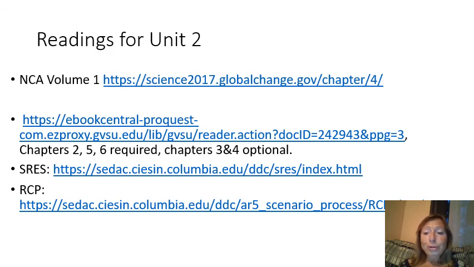Now, I also wanted to ask you to read the descriptions of the stress and RCP scenarios, and those links are provided on the Blackboard as well as in the syllabus. That will help us to understand how the scenarios actually work. And on those websites, you would also find some data associated with each group of those scenarios for the world and for different regions of the world.